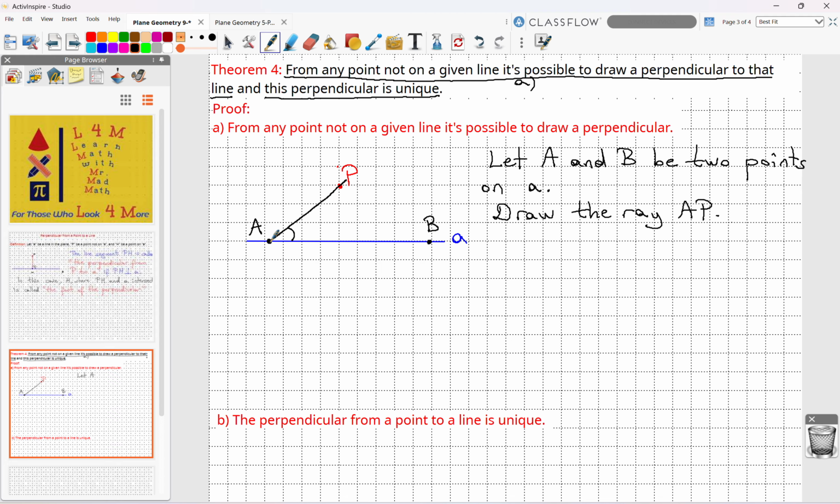This time, again, through the point A, draw another ray. Let's say the ray AC, such that AC is making the same angle with our line A. So I'm drawing a ray AC such that the angle CAB equals the angle PAB. Let me show it like that. Okay. So let me write this part as well.